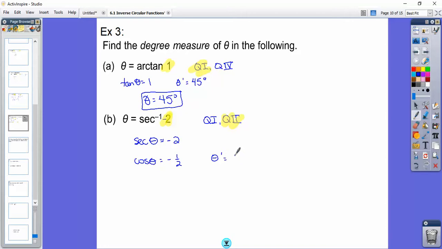If we think about our reference angle, cosine is 1/2 at 60 degrees. Then we need to put that in quadrant 2, so 180 minus 60 is 120 degrees.